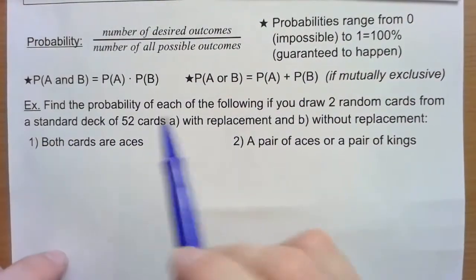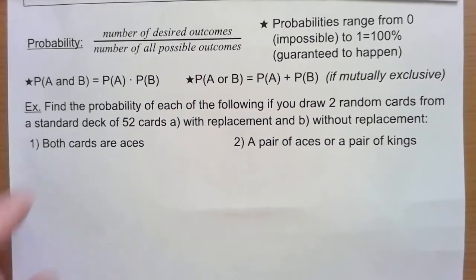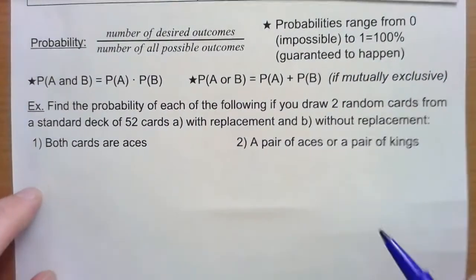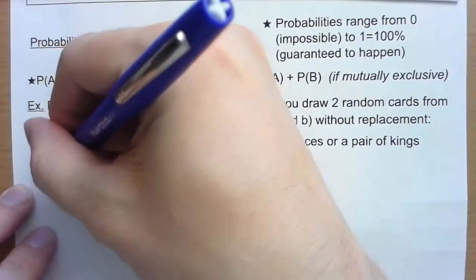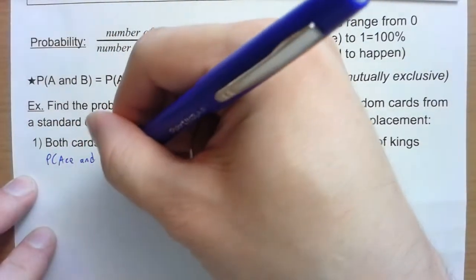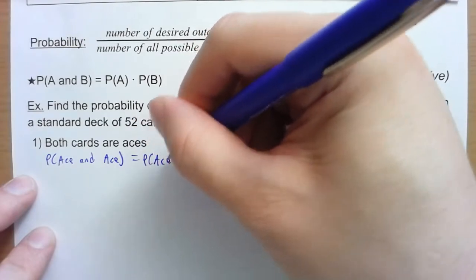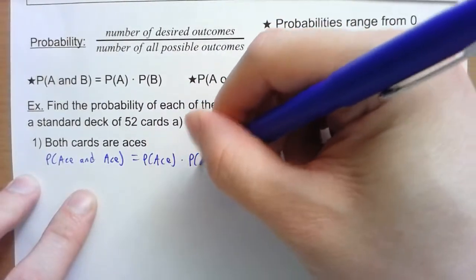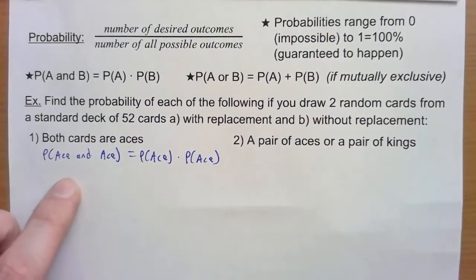All right, so let's say that we're drawing 2 cards from a standard deck of 52 cards, and we want to find, first of all, the probability that they're both aces. Okay, so if we want both aces, we want an ace and an ace. So the probability of ace and ace is going to be the probability of an ace times the probability of an ace, and is going to mean multiply.